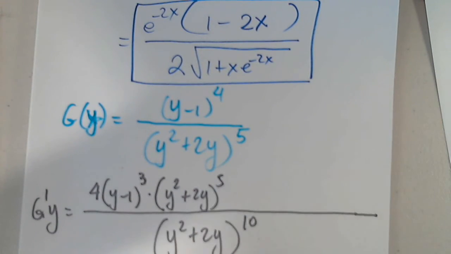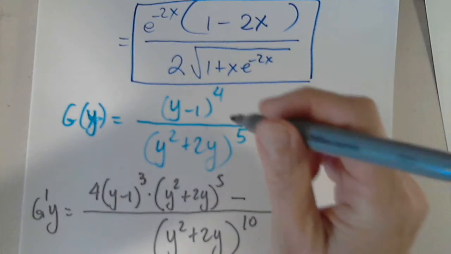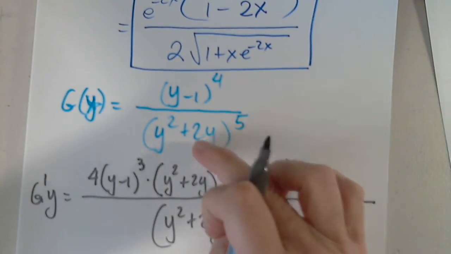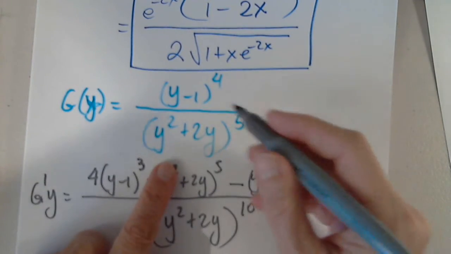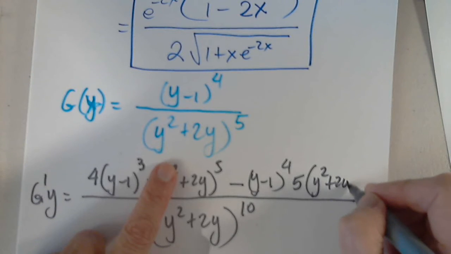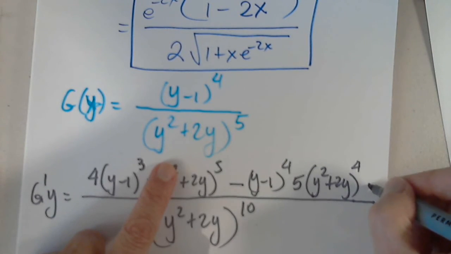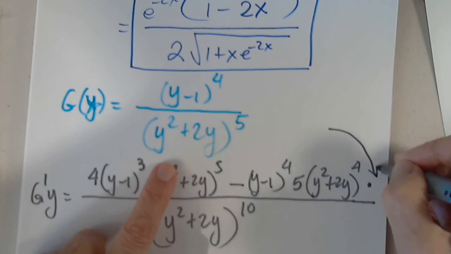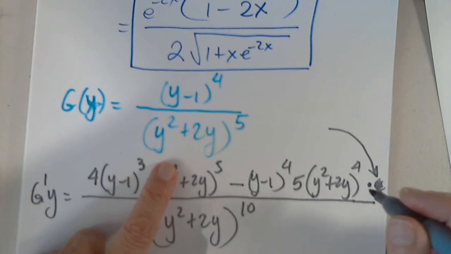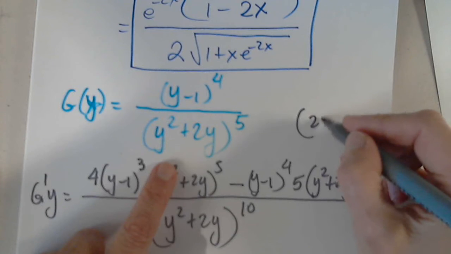Now I have to write minus. I copy the top, and I have to differentiate the denominator. Careful now. I bring 5 in front. I write y squared plus 2y to the fourth power, of course, and you already know that. I'm going to run out of room. Right in here, this spot should have 2y plus 2.